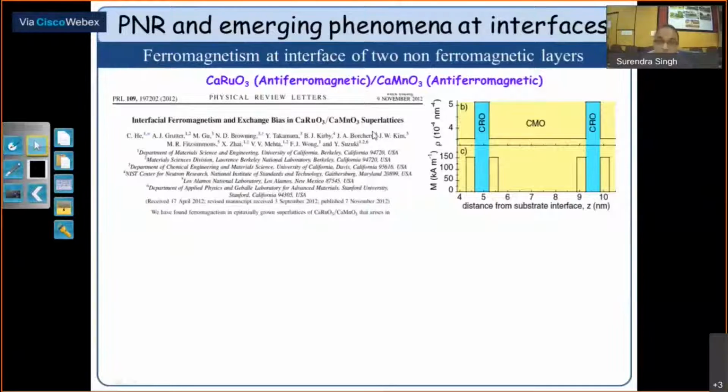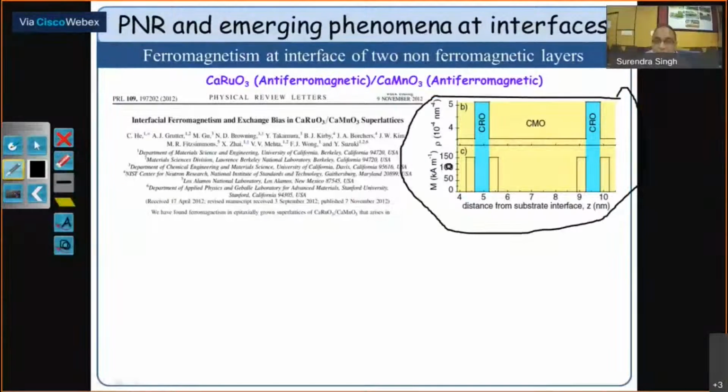And they also found there is an exchange bias. You know the exchange bias, which I have already explained: it is nothing but a shift of the hysteresis loop towards one of the magnetic field directions. So they found these signatures, which clearly suggest there should be a ferromagnetic component present there. Then they went to the neutron scattering facility and did polarized neutron reflectivity. And you can see I have shown here the measurement and the magnetization.